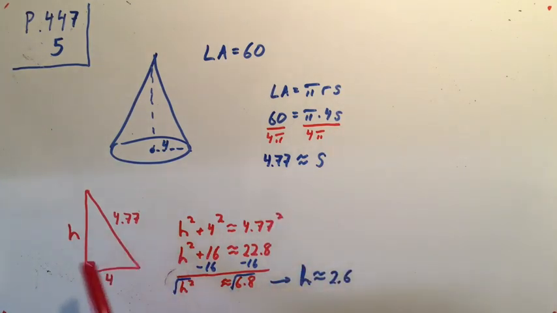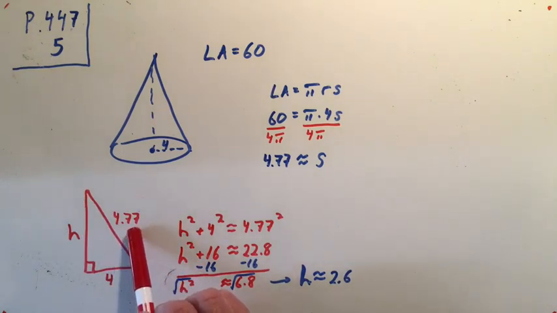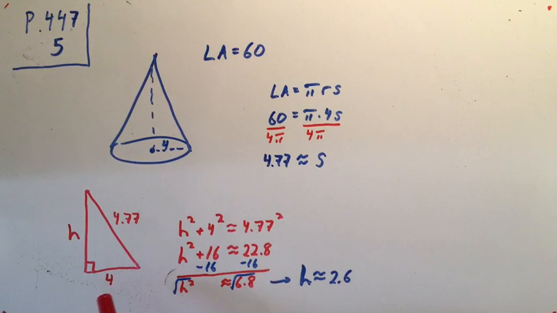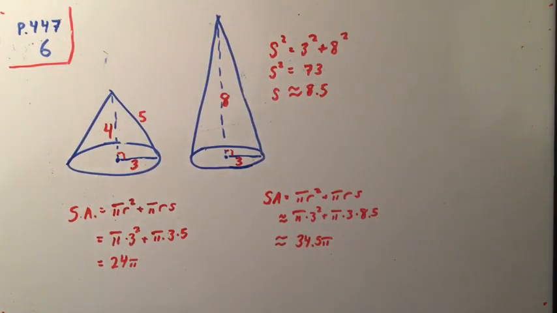So now we've got to calculate the height. We use this right triangle here where 4.77 is the slant height, which is your hypotenuse, the radius is 4, and we figure out the height this way. Our Pythagorean theorem looks like this: h squared plus 16 is approximately 22.8. Subtracting 16 from both sides, then square rooting both sides, we get the height is approximately 2.6.